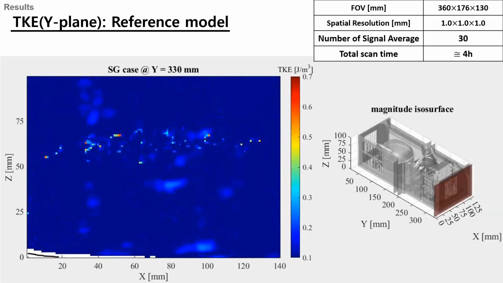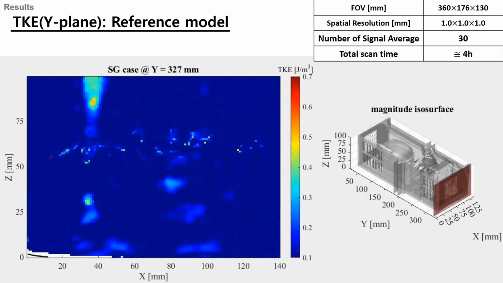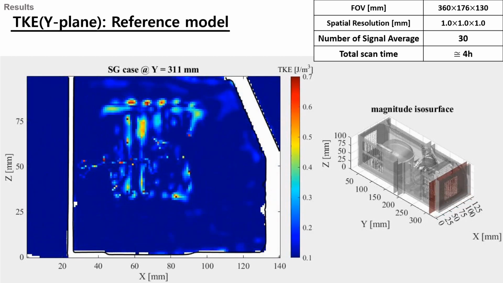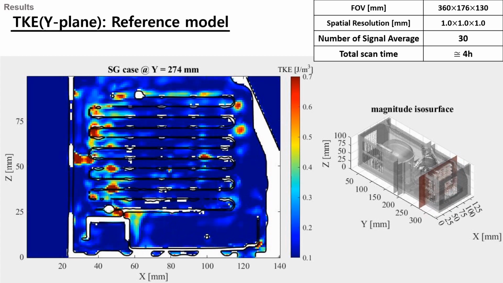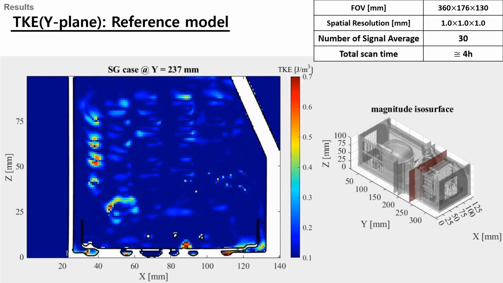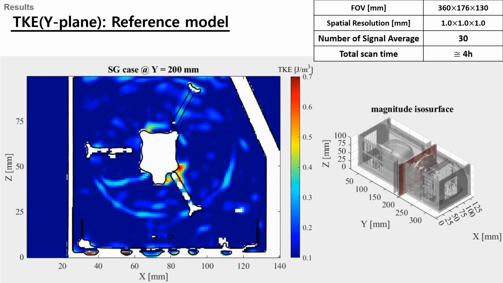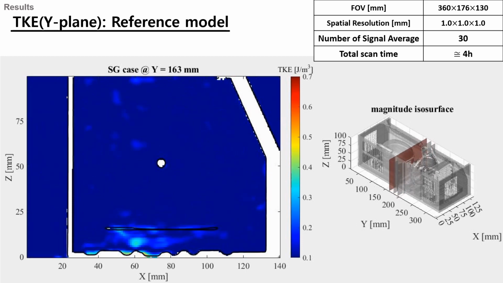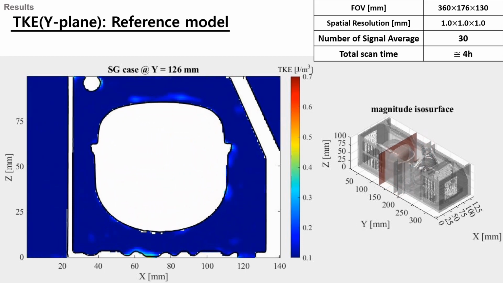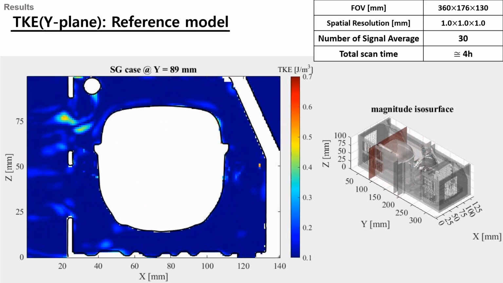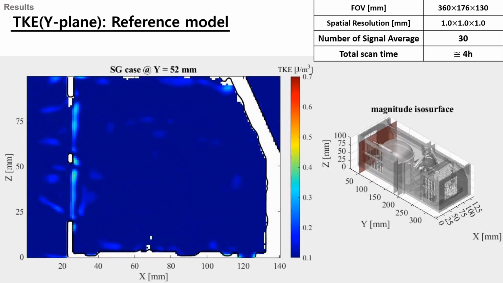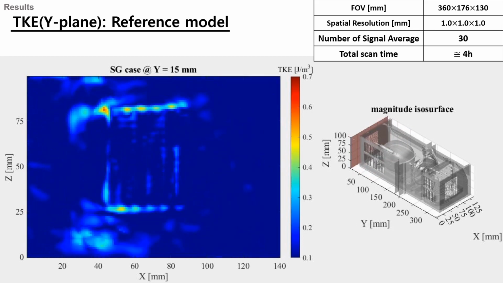The next result I will show you is a video of the TKE for the reference model taken along the y-axis. Unlike the mean velocity result, the spatial resolution is 1 millimeter and the number of signal averages is 30. Through this video, we can confirm areas where the flow is non-uniform and the TKE is high.